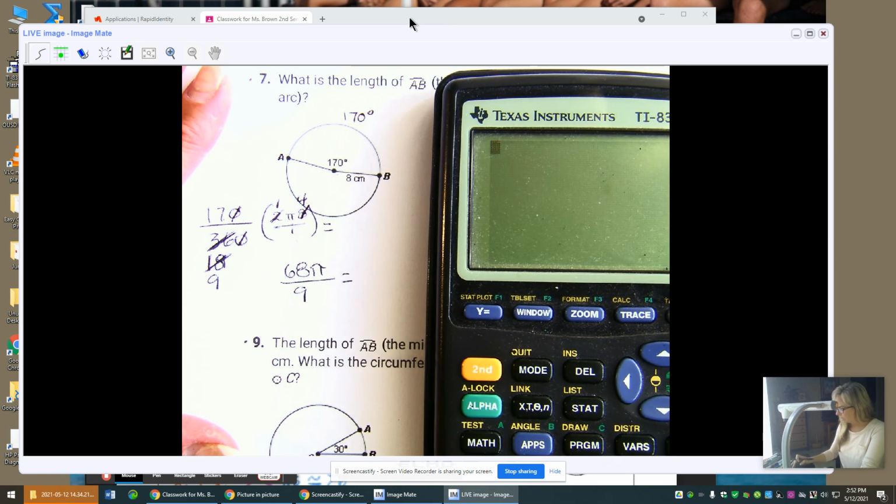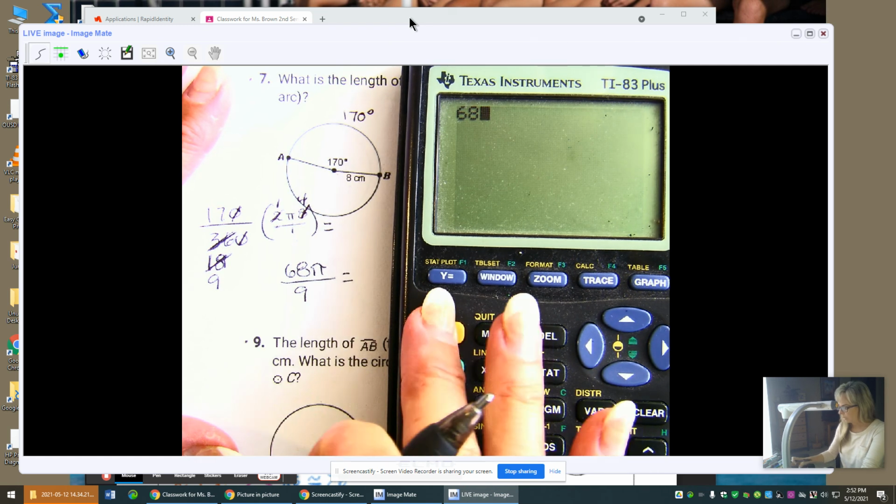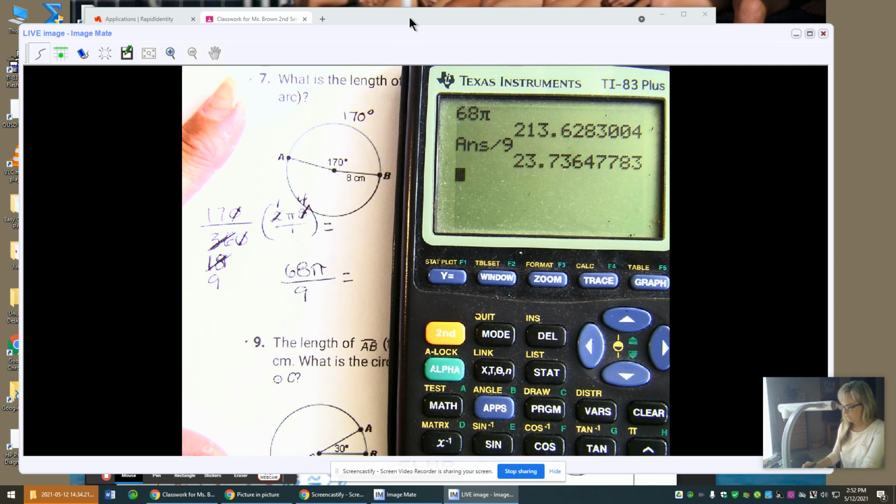Okay, so we're going to go 68 times pi. We don't have to tell the calculator to multiply. It knows when I do pi, I'm multiplying right next to it. I was going to say it's like a variable. It's not a variable at all. I'm going to hit enter. I could have surrounded it by parentheses to put it all in at once. Enter and then divide by 9 to get that denominator.